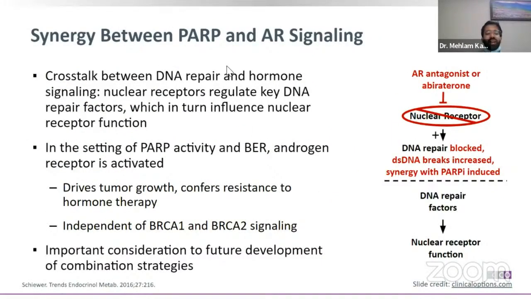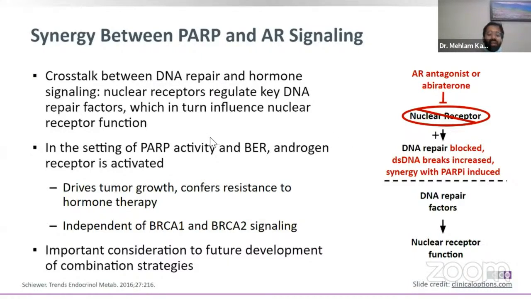So there is a concept of synergy between PARP as well as the androgen receptor signaling. Androgen receptor signaling blocks the nuclear receptor. Thus there is a decreased DNA repair, double strand DNA breaks increase. Thus there is synergy with PARP inhibitors. So can we use this concept and synergy in our clinical practice?